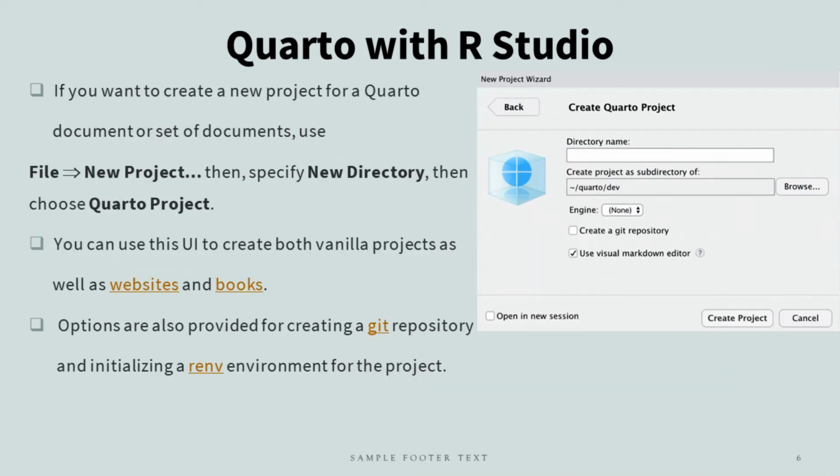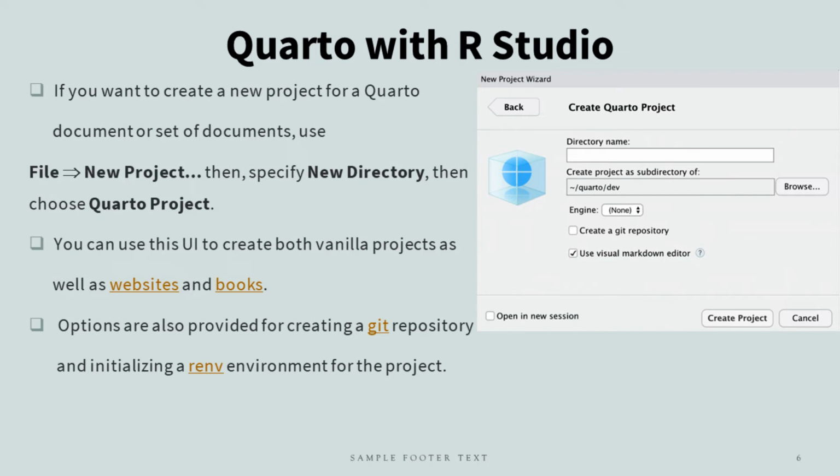When using R, it is a usual practice to do data analysis by creating a new project. Therefore, to create a new project for a Quarto document or set of documents, click File, New Project, and then select New Directory. Select the project type as Quarto project. Now, you can see a dialog box as shown here. Give a name for the new directory and browse the location where you want to create this new directory. Then, click Create Project button to create the new directory.